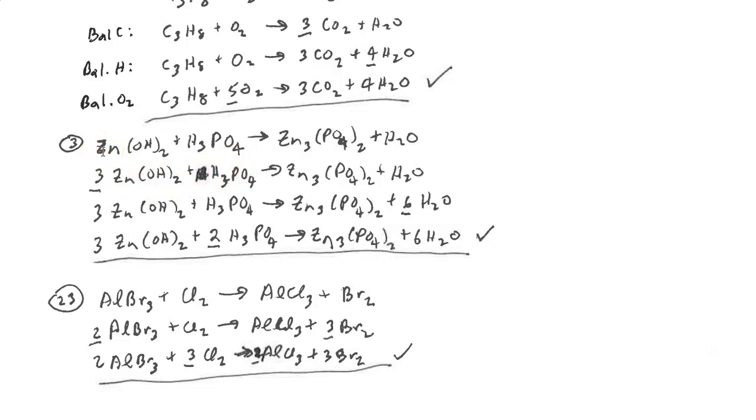Well, let's start with the zincs. Okay, so how many zincs do I have over here? Well, I have 1. How many zincs do I have over here? Well, I have 3. Okay, so how can I fix my zincs here? Well, I can put a 3 in front of the zinc hydroxide. And that gives me 3 zincs here, 3 zincs here. Ignore this right here. It's nothing. Just pay no attention. All right?